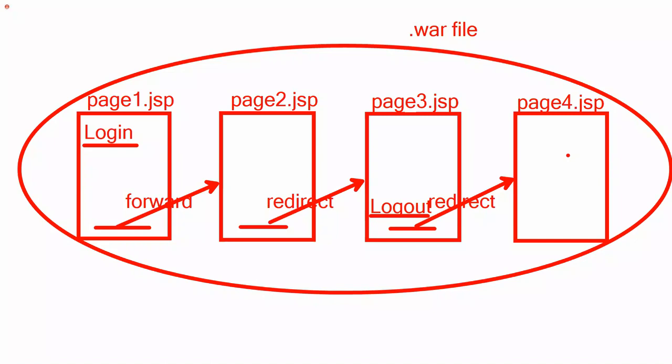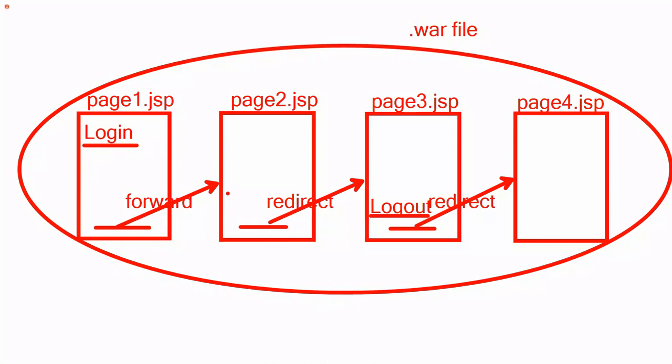Same concept, same question, different angle I asked. That's it. Now, book 1 scope is page scope. Within this JSP only we can access. Book 2 scope is request scope. Page 1 we can access, page 2 also, because the same request is coming.